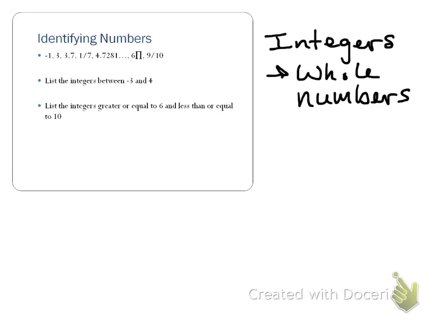First thing we want to find with the first set of numbers is integers, and those are whole numbers. They can be positive or negative, and we have negative 1 and 3, the first two numbers, so those are highlighted.